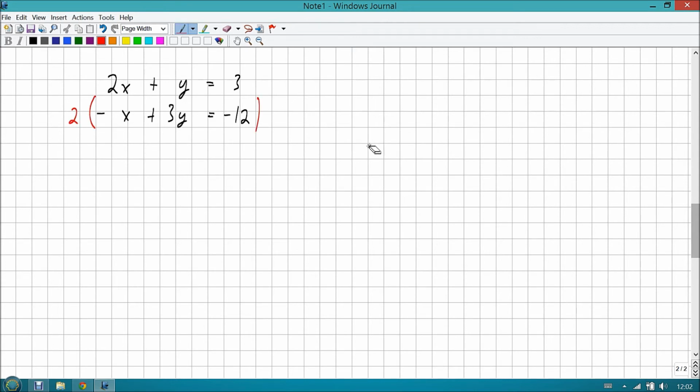Now I know this is going to make my constant much larger because I'm having to multiply my larger constant by a number. But I think we can handle it. I think it's still small enough that we can figure out a way to make things work. When I do that, my new system looks like 2x plus y is equal to 3. Note the first row does not change at all. And the second row becomes negative 2x plus 6y is equal to negative 24.